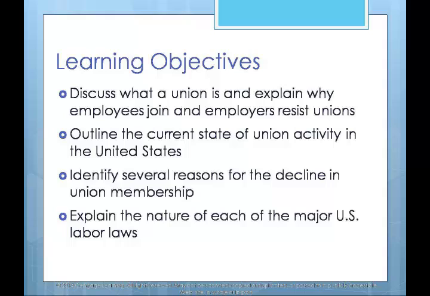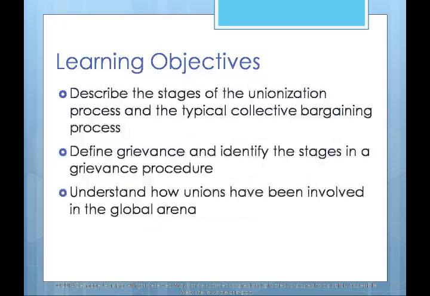First of all, our learning objectives for this chapter are to discuss what a union is and explain why employees join and employers resist unions, outline the current state of union activity in the United States, identify several reasons for the decline in union membership, explain the nature of each of the major U.S. labor laws, describe the stages of the unionization process and the typical collective bargaining process, define grievances and identify the stages in the grievance procedure, and understand how unions have been involved in the global arena.